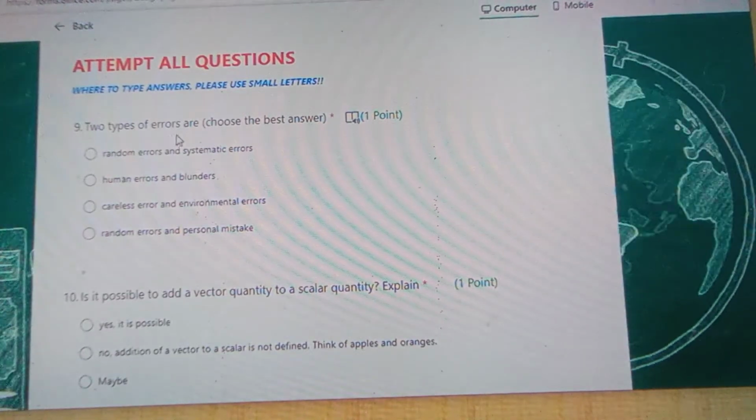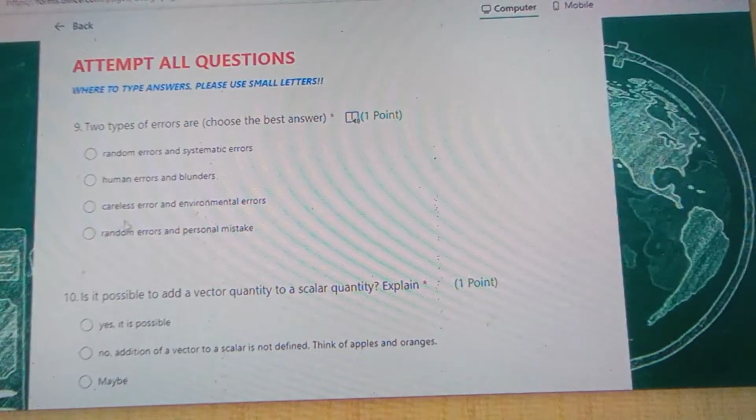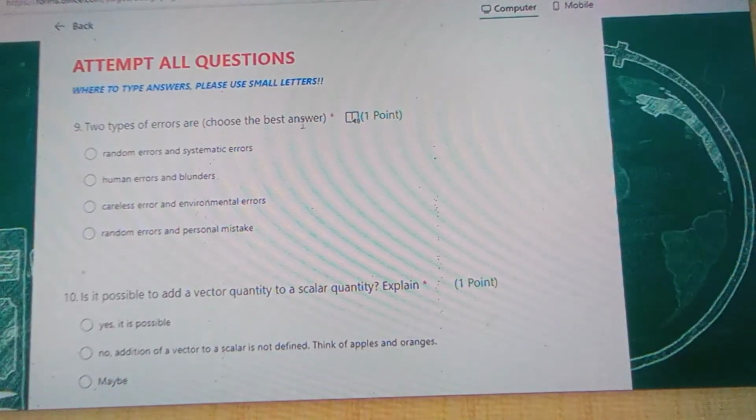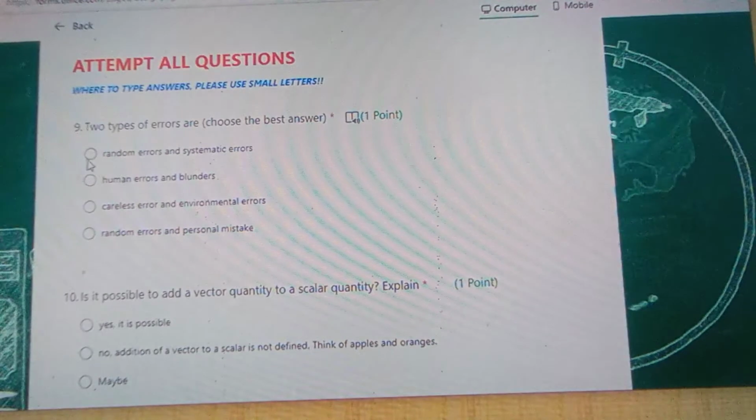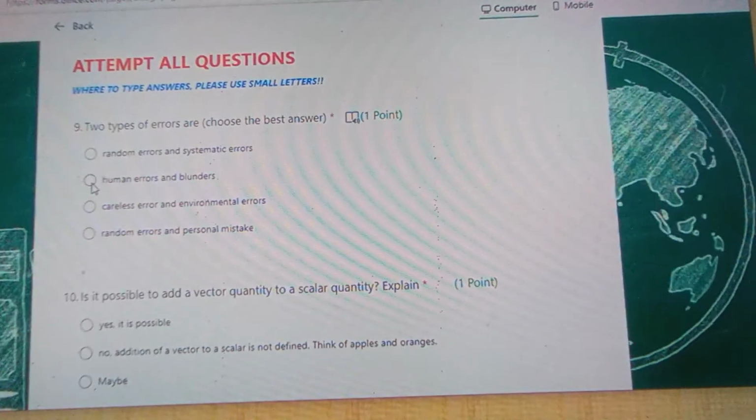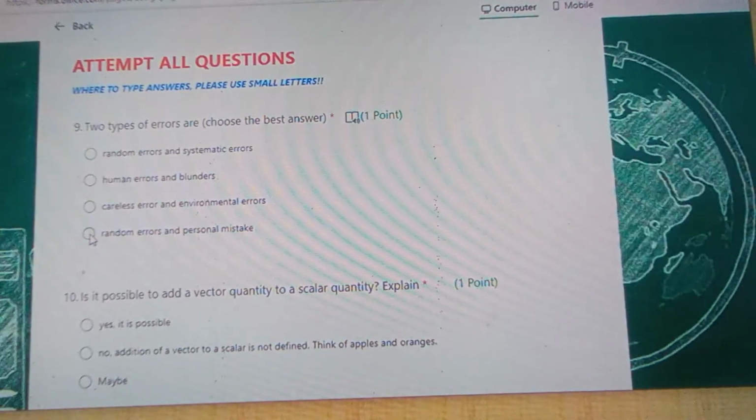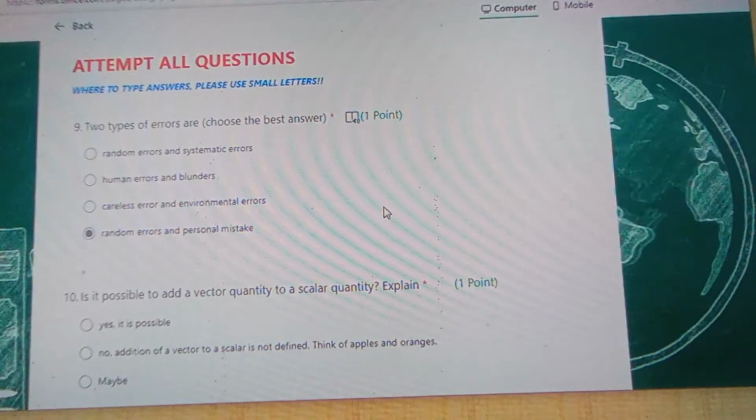Two types of errors are the following. We need to choose the best answer. Let's say they are random errors and personal mistakes. Okay.